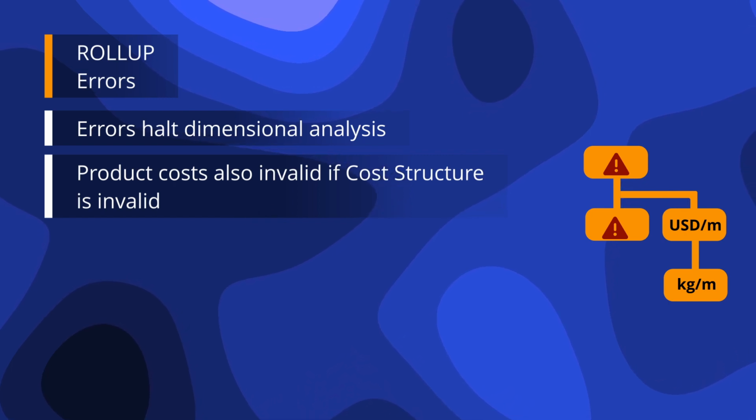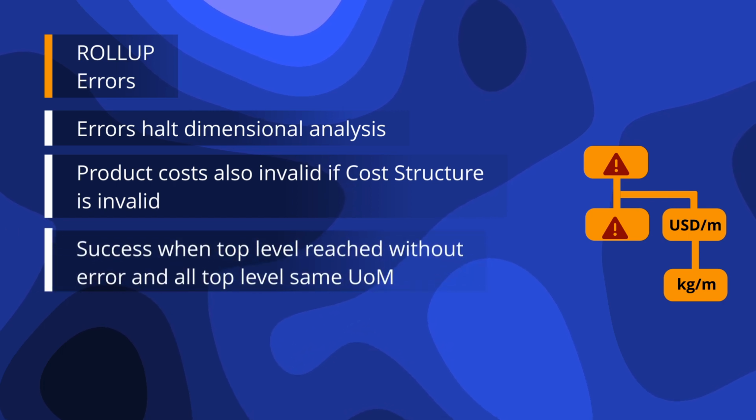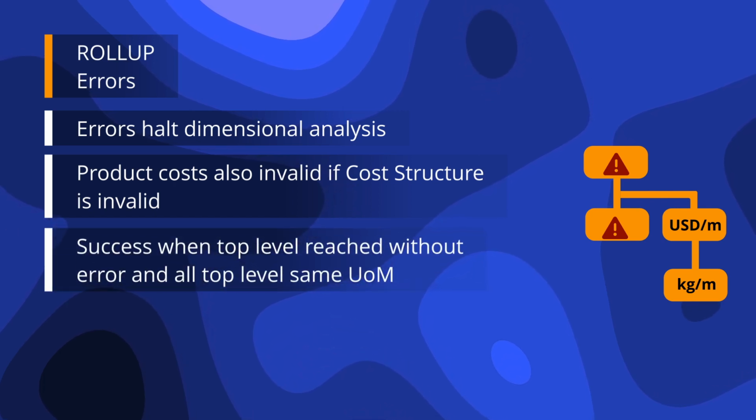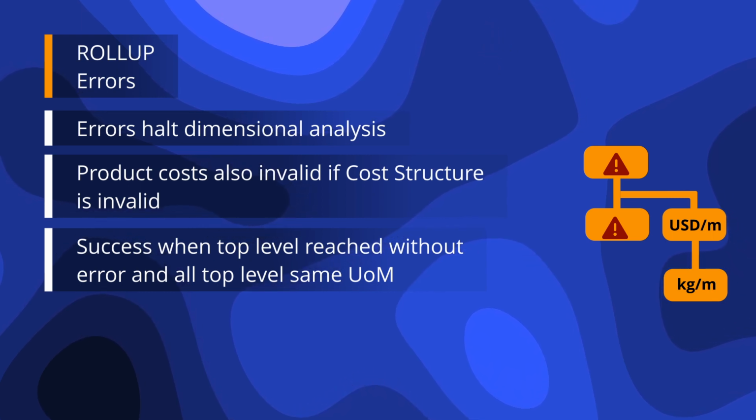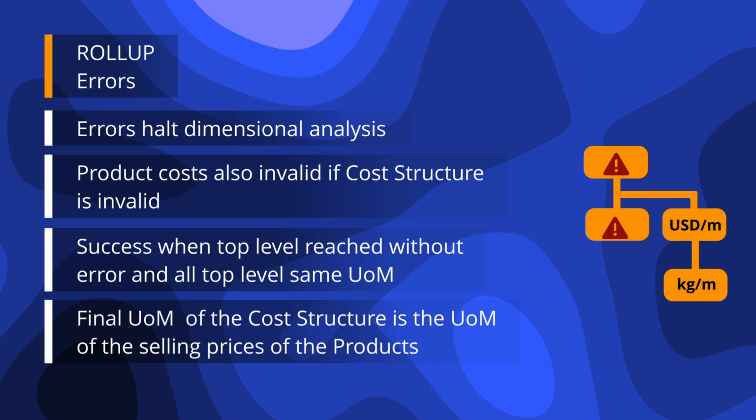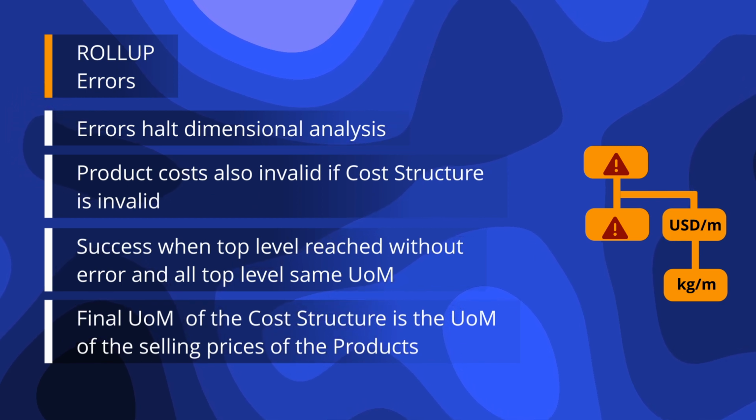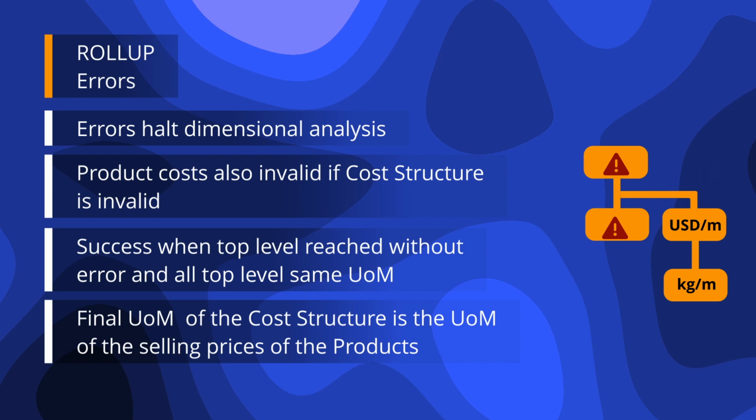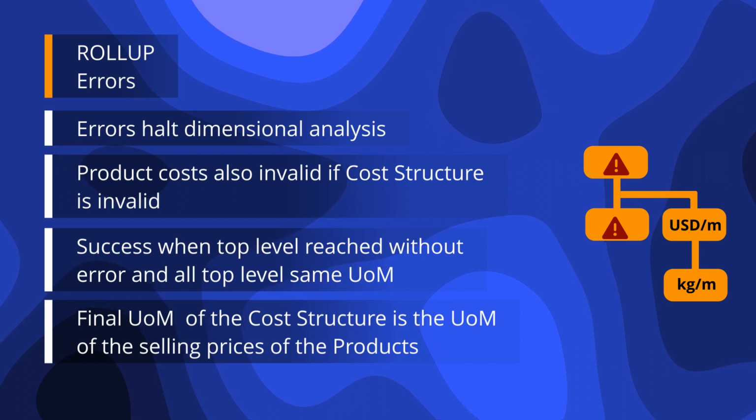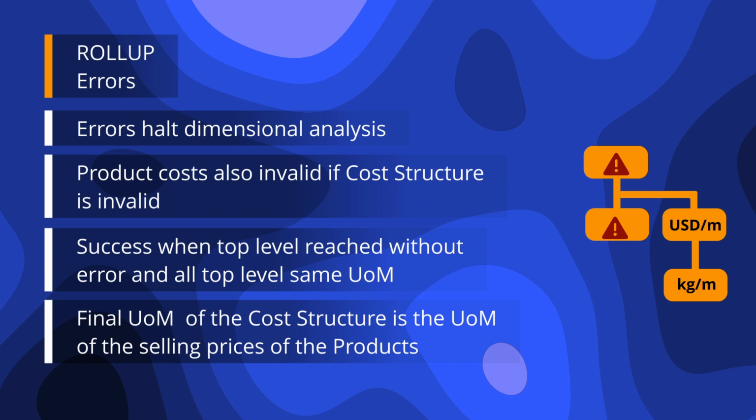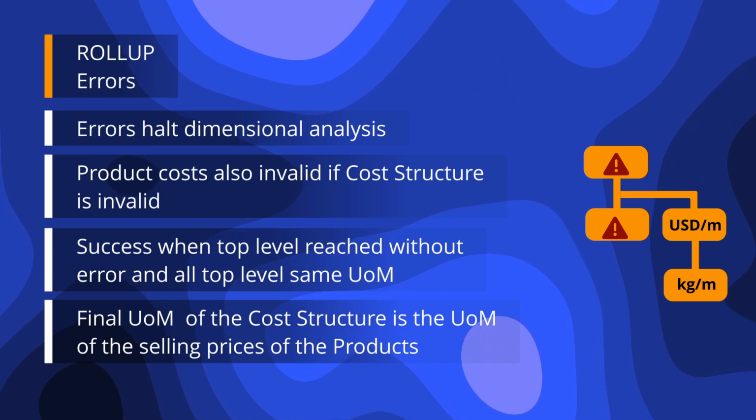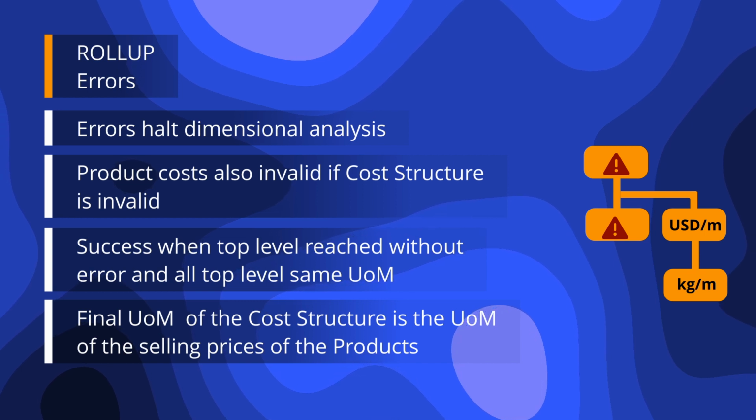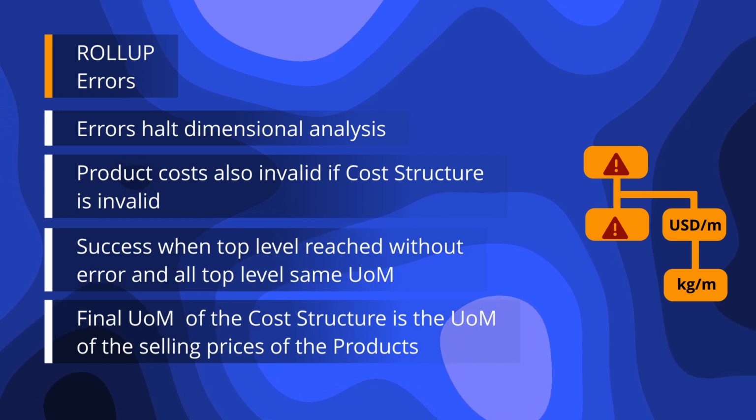On the other hand, if the Rollup reaches the top level without errors, and all the top-level cost items have the same unit of measure, then the Rollup was successful. The result at this point is the unit of measure of the selling prices of all the products in the agreement. Macenta requires the top-level unit of measure to be the same because it adds the top-level product cost items to calculate the final price. But I'm getting ahead of myself, we'll cover that in more detail later. That's pretty much all you need to know about cost structures at this stage. I'll hand you over to my colleague, Natasha, to demonstrate what we just learned.